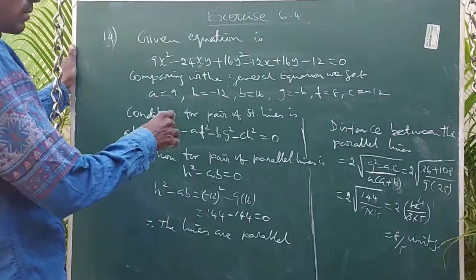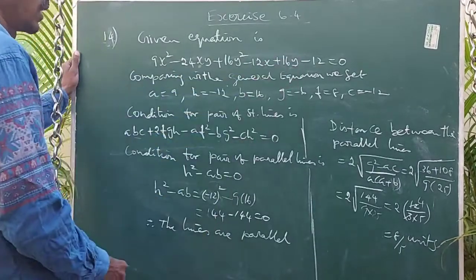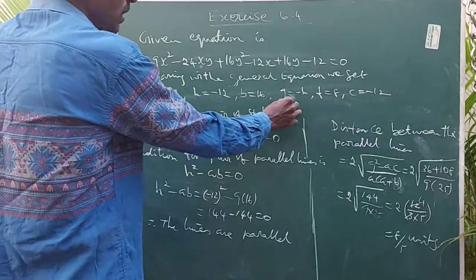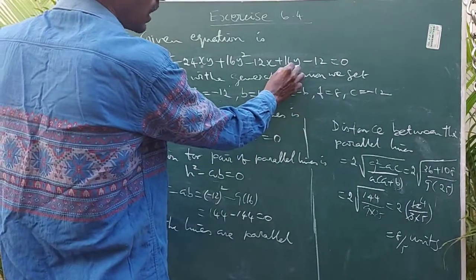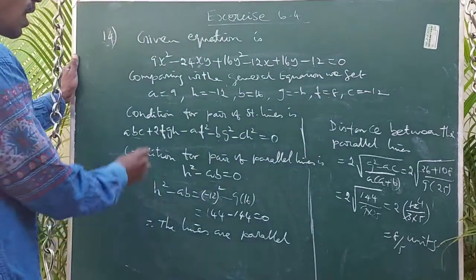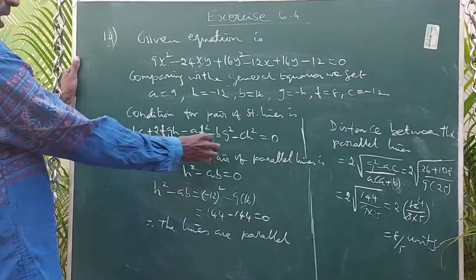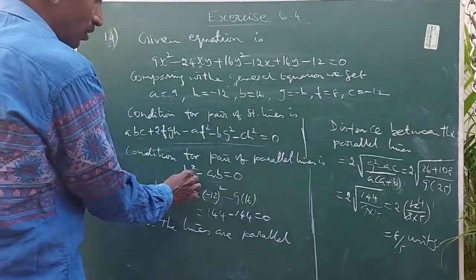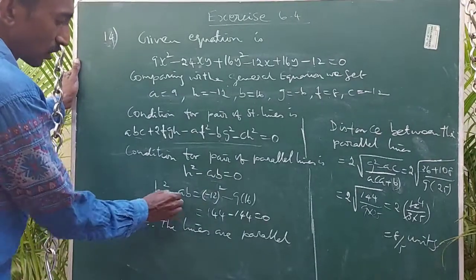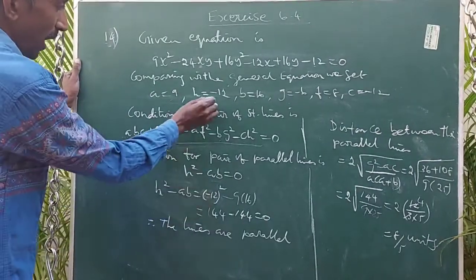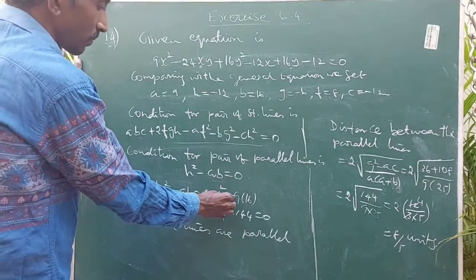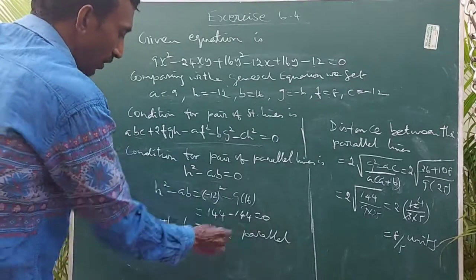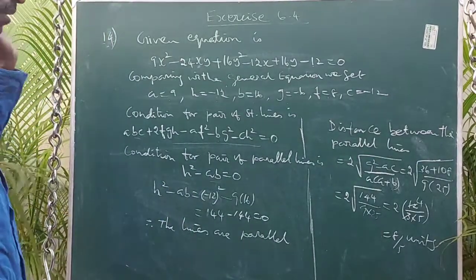So again, as in the previous sum, comparing with the general equation, we are getting a = 9, h = −12, b = 16, g = −6, f = 8 and c = −12. We know the condition for a pair of straight lines; if you want, you can check it. The condition for a pair of parallel lines is h² − ab = 0. So h² − ab, h is −12, so (−12)² − 9 × 16, that is 144 − 144 = 0. Therefore, the lines are parallel.